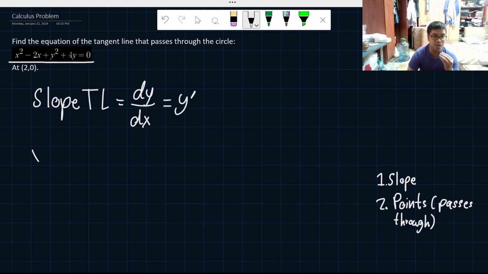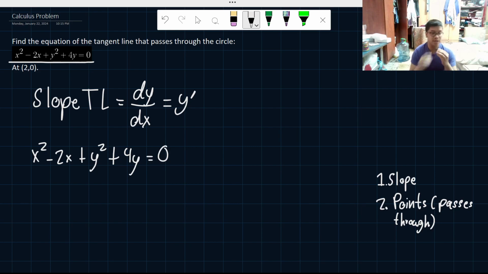So if you're asking me what equation we're going to differentiate, it's actually this one. So let's copy the equation given. We have x squared minus 2x plus y squared plus 4y is equal to 0. All right, so we're going to get the first derivative. And as you can see, we have two variables here, the x and the y. So we're going to apply implicit differentiation because we have a y variable.